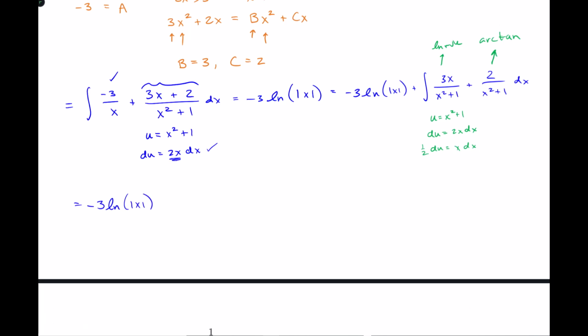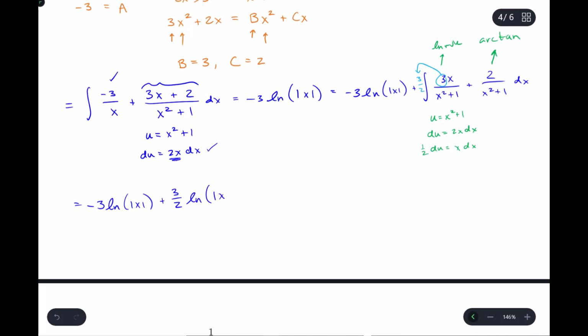All right, so this right here, I'm going to have the 3 on the outside. So that's going to pull out. And then I have this multiplier of 2. So that's where I'm getting this 3 halves multiplier. So I'm going to go ahead and write that. Multiplier of 3 halves. And then that's in the form of the natural log, so it's going to just be the natural log of the absolute value of u, which is x squared plus 1, that part in the denominator. Okay, so that's done. And then this last one.